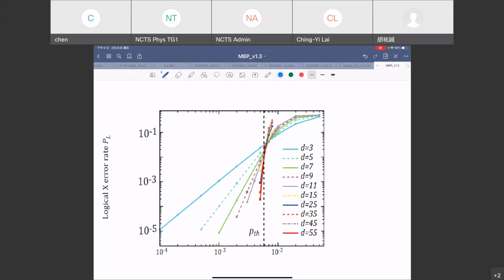And you can see in this simulation, there is a threshold here, meaning that when the physical error rate is below this number, you can increase the size of D so that you can decrease the logical error rate as much as you want. So this is a threshold here. The number is roughly 5 times 10 to the minus 3.